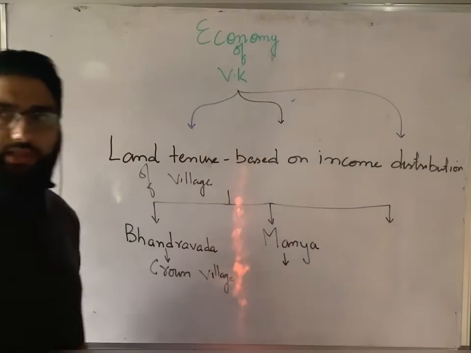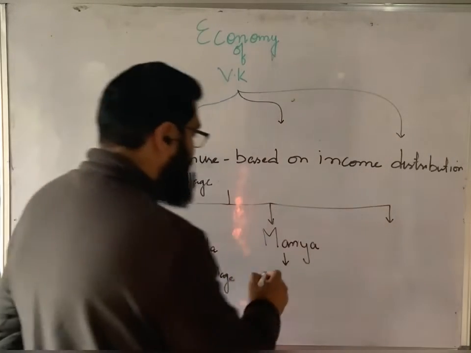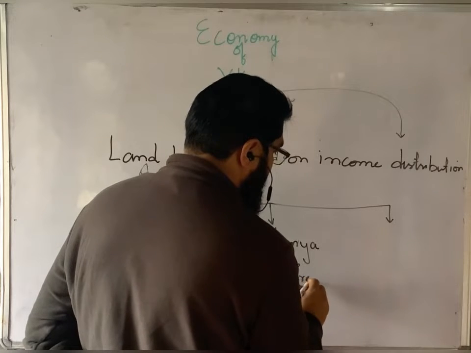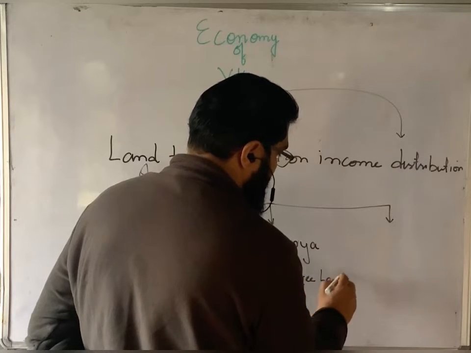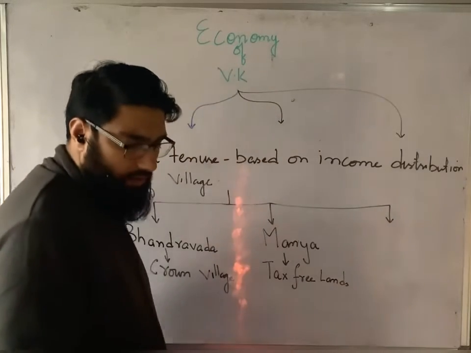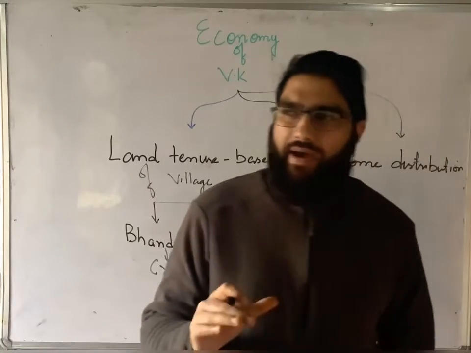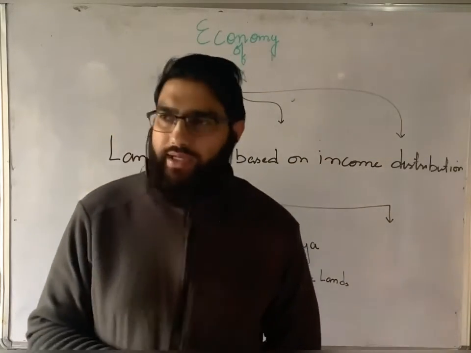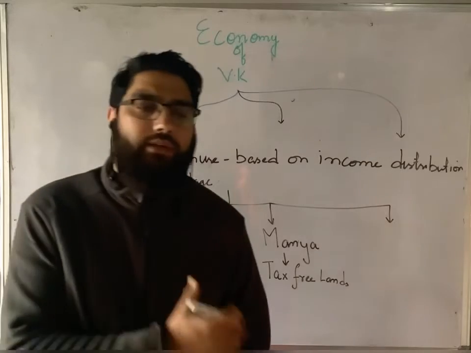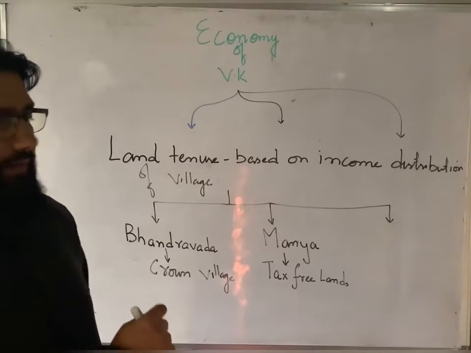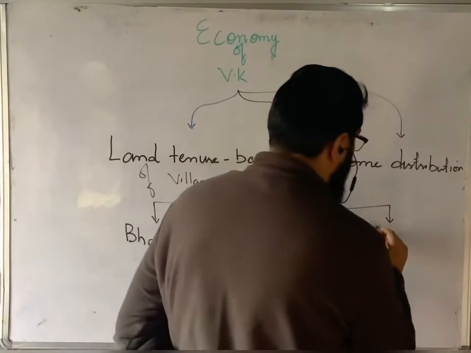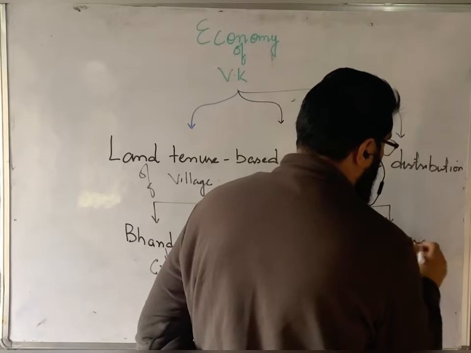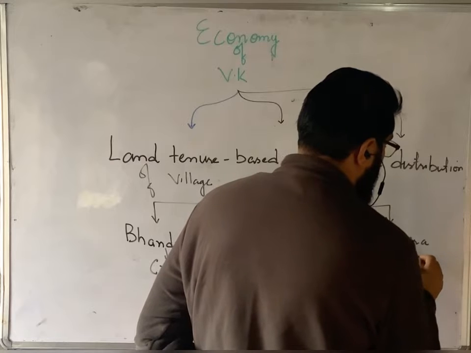I have already discussed this Mania. These were tax-free lands, weren't they? They were given to Brahmanas, temples, mathas, isn't that so? You know that Devadana would have been a part of Mania. The other is Amara. Amara we have discussed at length. This was the largest of all, and this was the smallest of all.